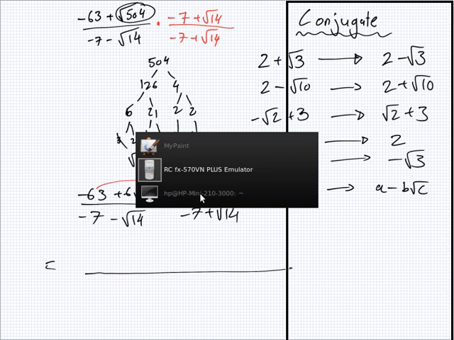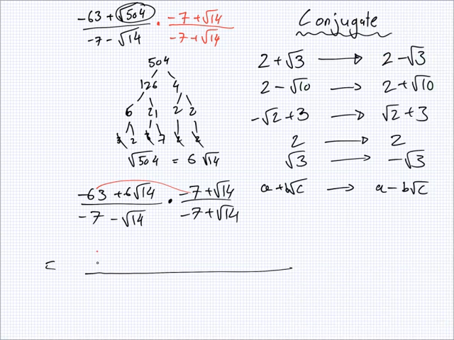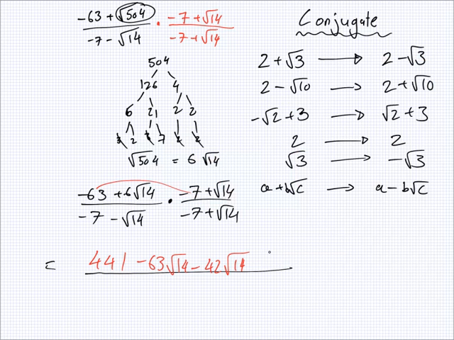Minus 63 times minus 7 is 441. Minus 63 root 14. Minus 42 root 14. Plus 6 root 4... no, 6 times 14, that's 84. Plus 84.